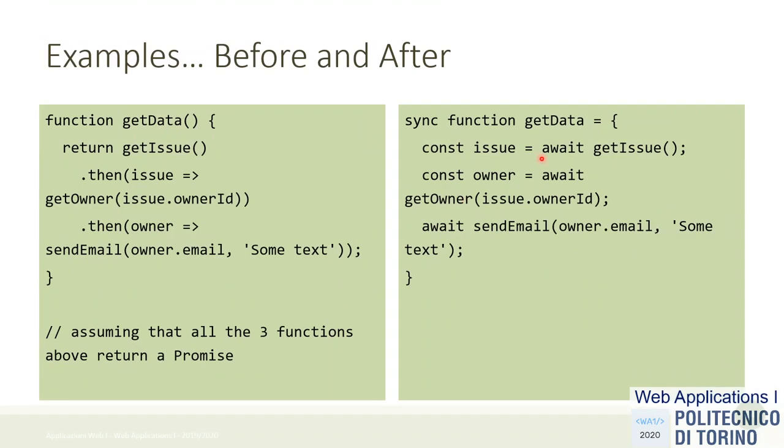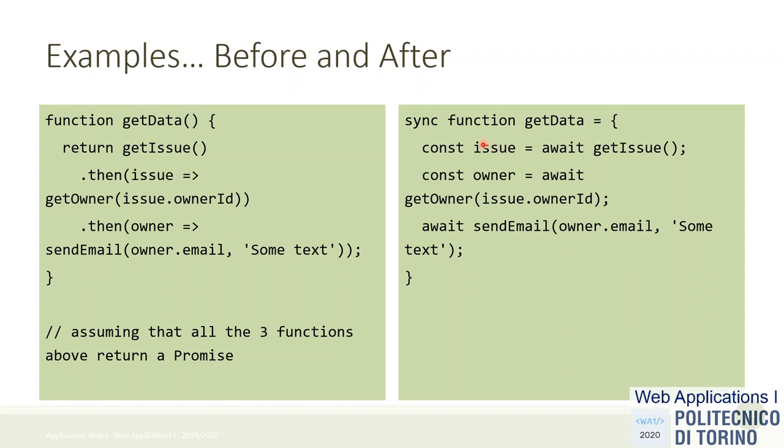You have a second example here, which is more or less of the same type. We have a function, getData, that will return a promise, and this promise is executed by calling getIssue, which will probably return a promise, and when this promise is completed, then we do something else, and so on. So it's very similar to the example that we did before with the GitHub issues. And the same can be done here. We have three functions, 1, 2, 3, and we need to process a second function by using a value that will be returned by the first function.